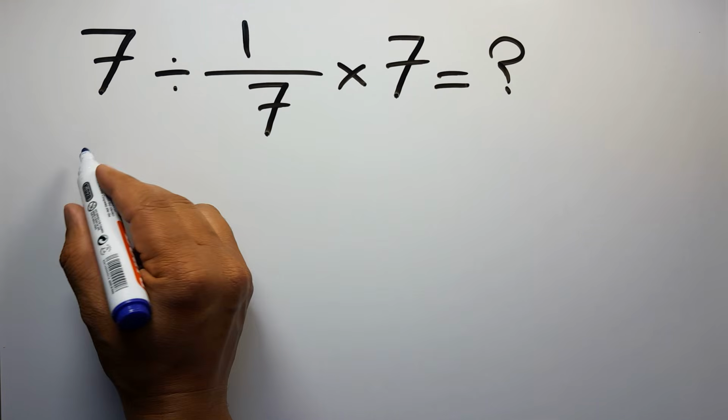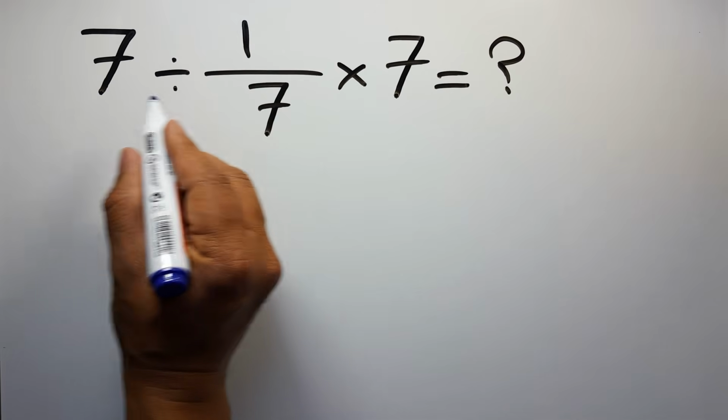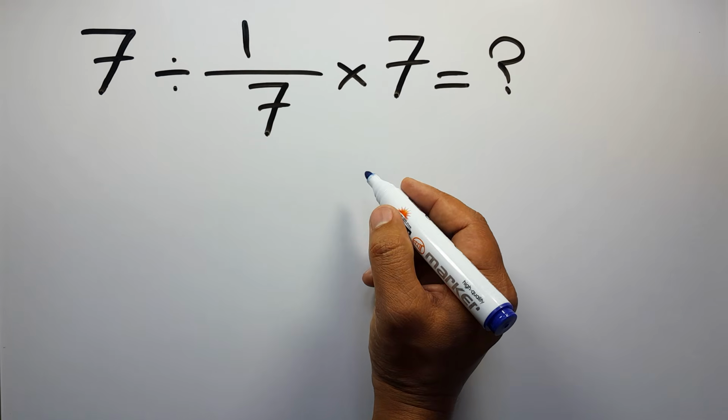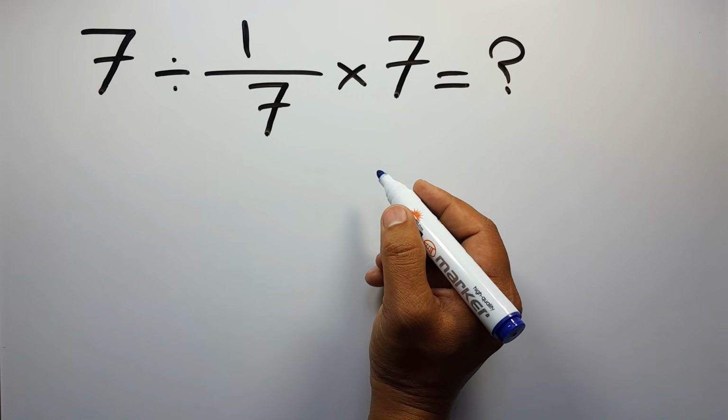In this video, we want to find the value of this expression: 7 divided by 1 over 7, then times 7. Are you ready to solve? Let's go and get started.